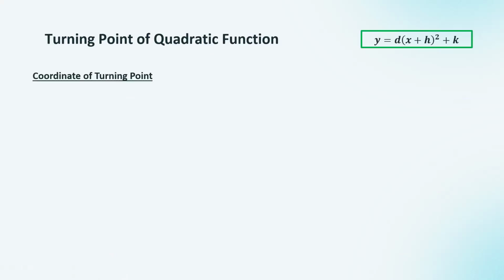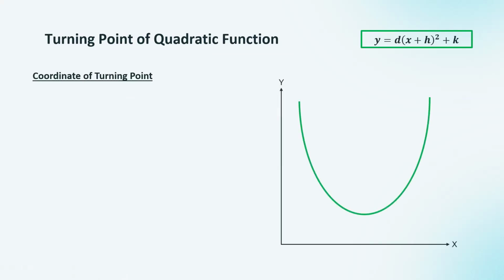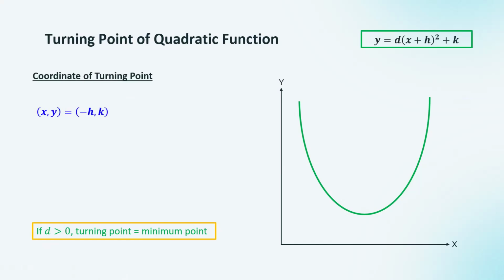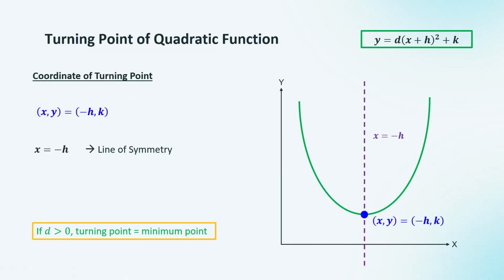So now we will take a look at how we can plot the turning point in Cartesian coordinates. Let's say I have this parabola, and I know that this is a smile face parabola, so we know that d should be bigger than 0. We also know that the turning point for this type of expression is going to be -h, k, and -h, k is going to be the minimum point. And now we can see that x, which is equal to -h, is what we call the line of symmetry. So this line is actually the line of symmetry of the parabola.